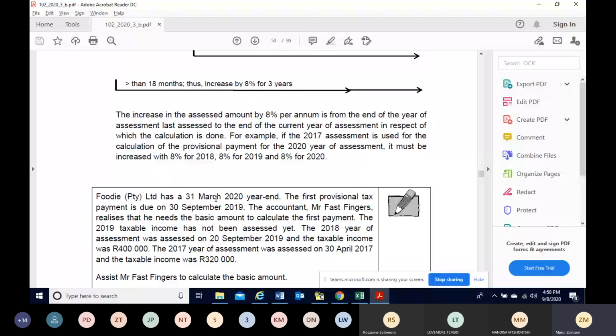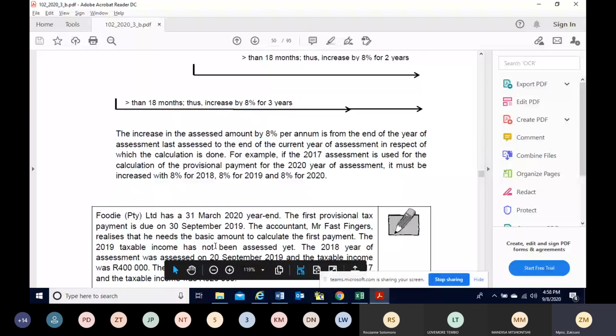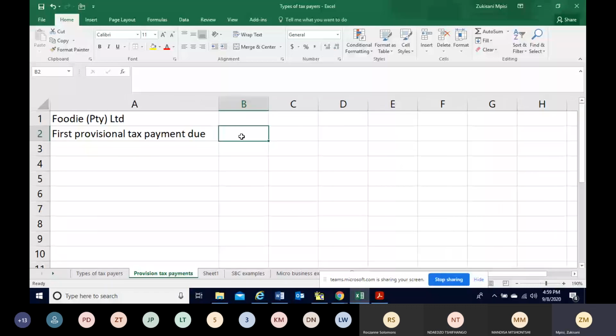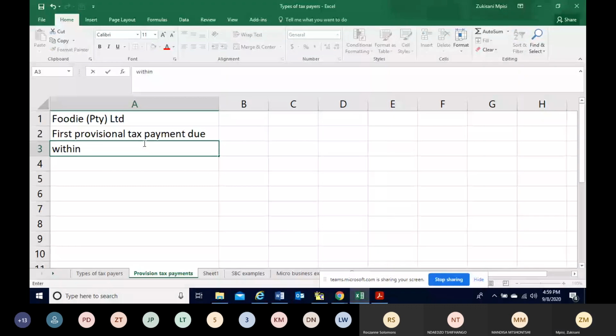So remember the requirement here is to calculate the first provisional payment. So if Foodie Ltd has a 31st March 2020 year end, the question is, when is the first provisional payment due? Anyone? In July. So the first provisional payment is always due within the first 6 months of the year of assessment. I'm trying to give you a step-by-step breakdown.